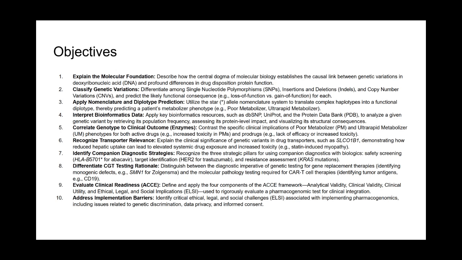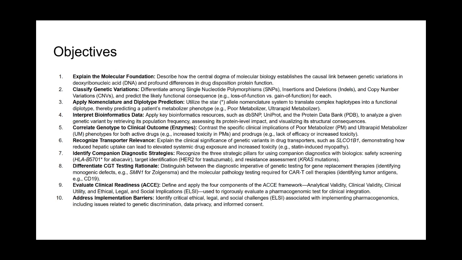First, it is important to understand the molecular foundation of this field. The central dogma of molecular biology explains how genetic variations in deoxyribonucleic acid, or DNA, establish a causal link to significant differences in the function of proteins involved in drug disposition. Students should be able to classify different types of genetic variations. These include single nucleotide polymorphisms, or SNPs, as well as insertions and deletions, known as indels, and variations in the number of copies of particular genes, called copy number variations.